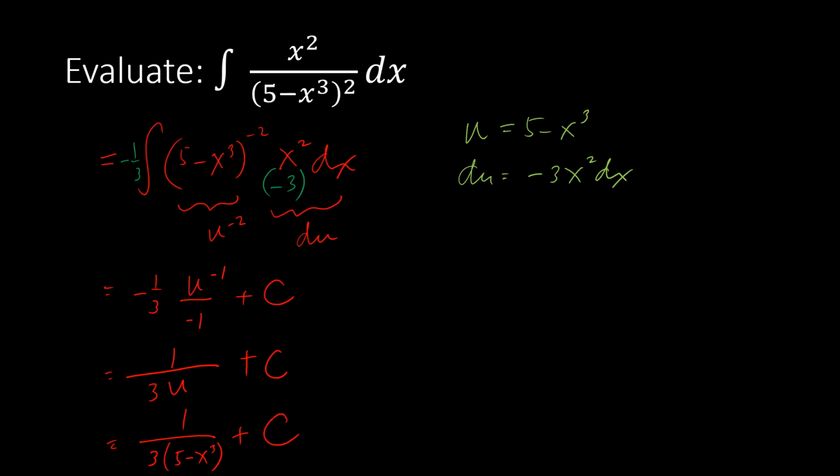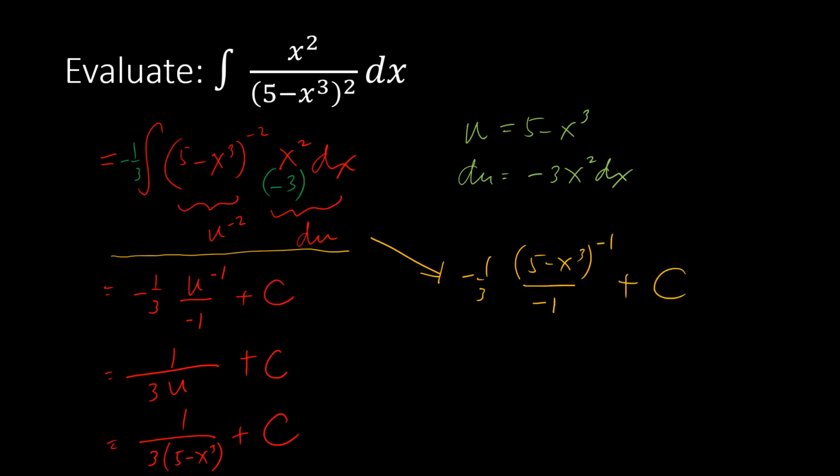Alright, again, from this part, you can write your answer as negative 1/3 times (5 minus x cubed) raised to negative 2 plus 1, over negative 1, plus c, and you finalize your answer and it will appear in the form 1 over 3 (5 minus x cubed) plus c. That agrees with our previous answer.